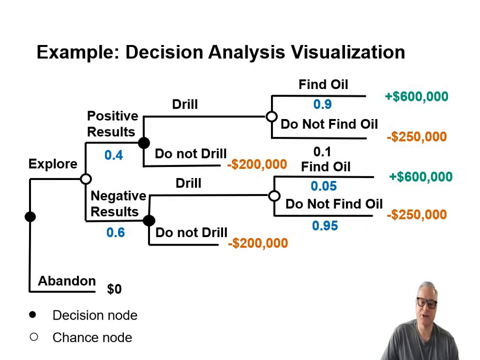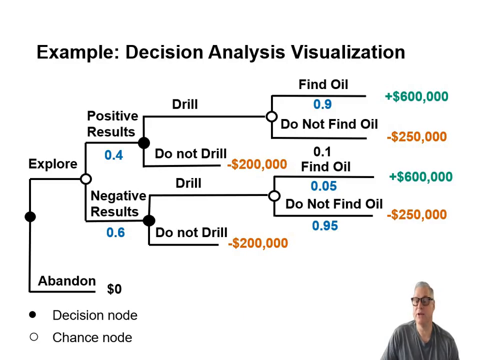Let's say we decide that we want to explore. We can either get a positive result or a negative result. We believe that the probability of getting a positive result is 0.4 and the probability of obtaining a negative result is 0.6. Now let's say we decided to explore and we got a positive result. Now we need to decide again, shall we drill or not drill? The same decision we need to make if we got a negative result after exploration.